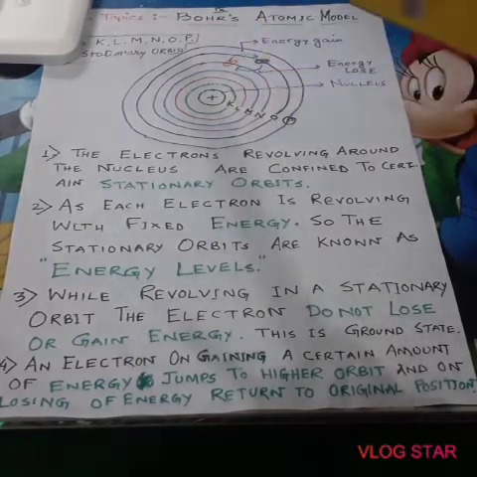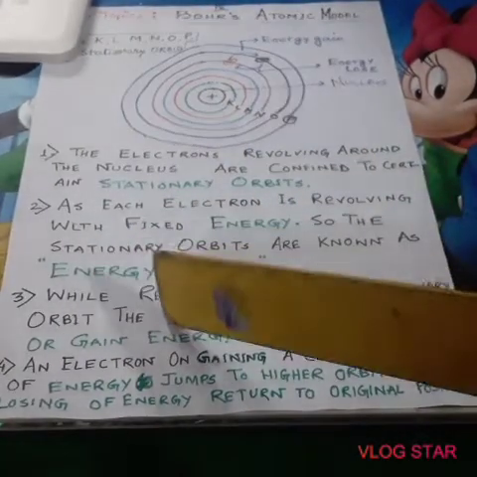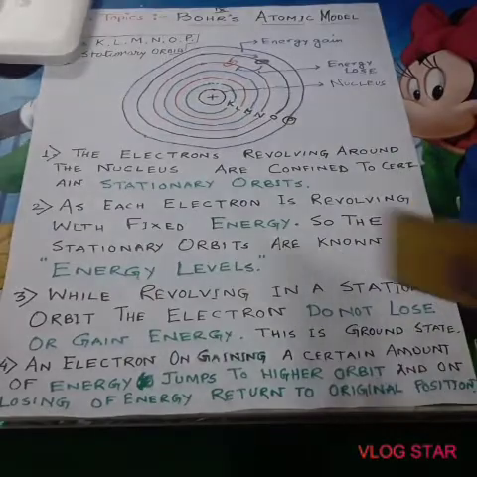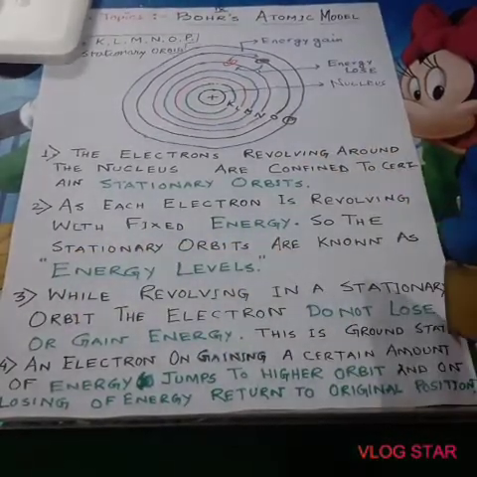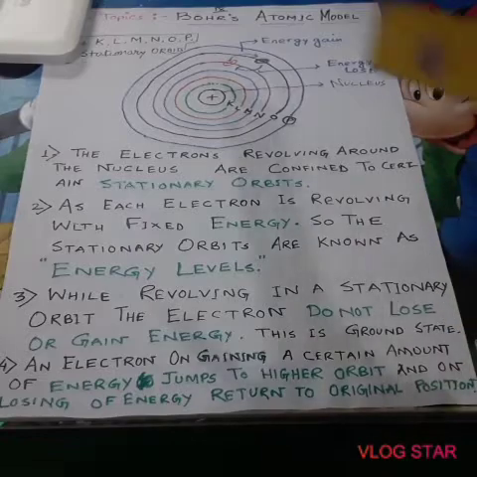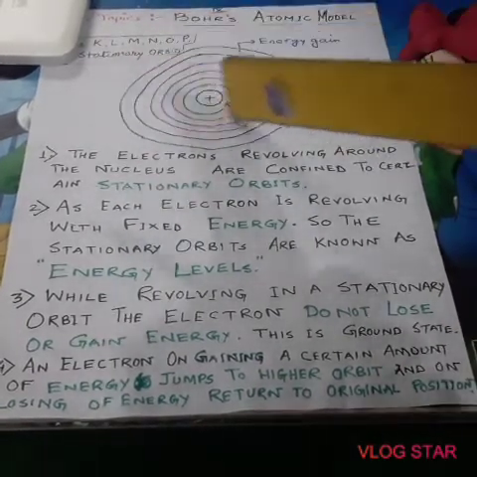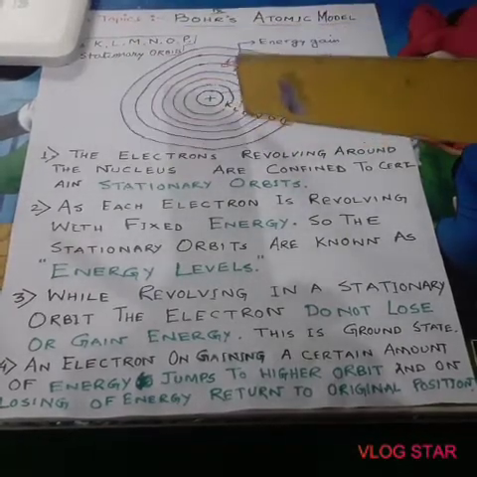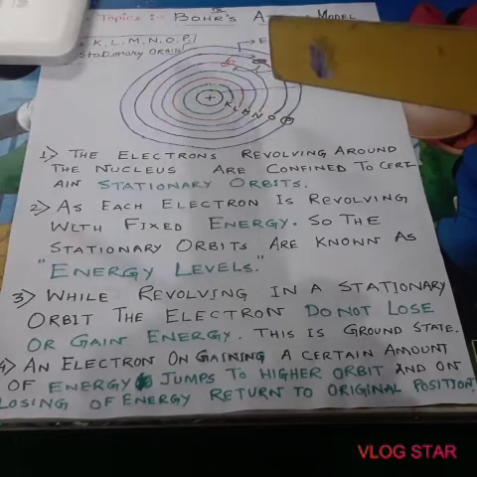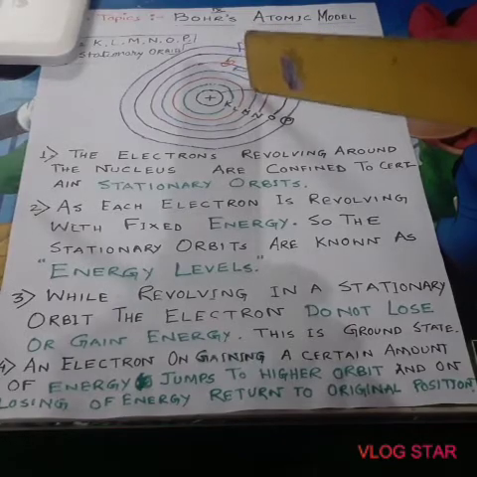While revolving in a stationary orbit, the electron does not lose or gain energy. This is the ground state. When an electron revolves around the nucleus in a fixed orbit, it neither loses nor gains energy. That is why this is called the ground state.